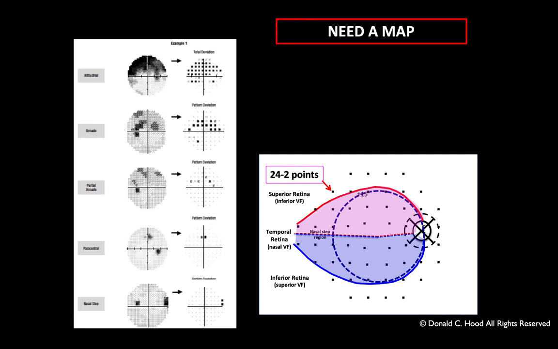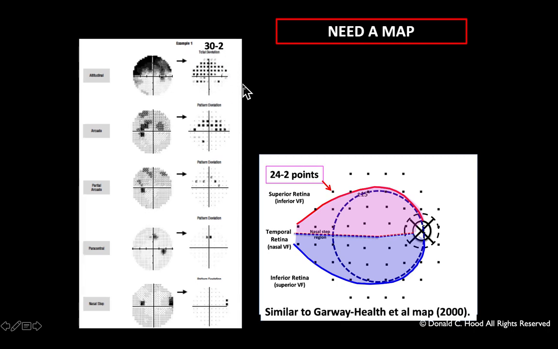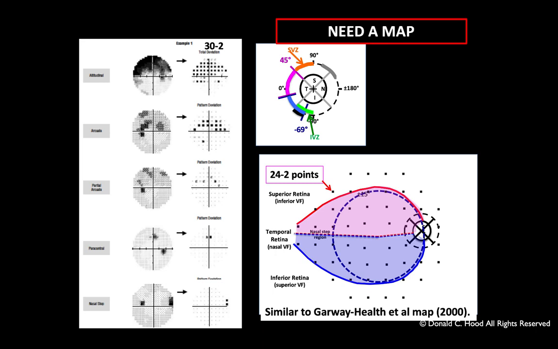Well, you need a map. And here's a map that relates the location of the 24-2 points to the location on the retina for an average eye. So here are your test locations. By the way, this is a 30-2, so there's an extra ring of points here. This will help us relate one to the other.